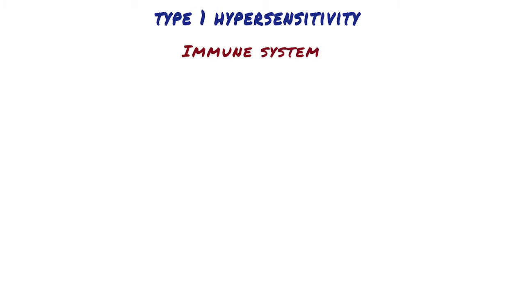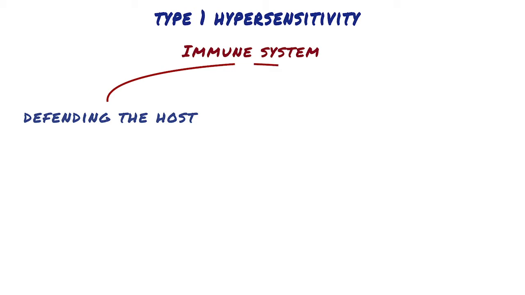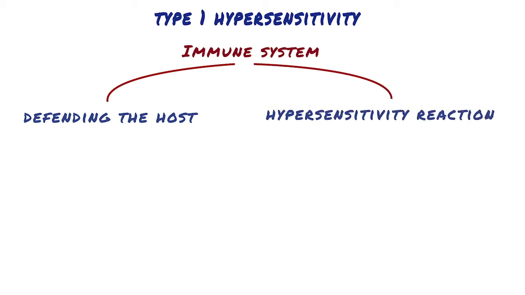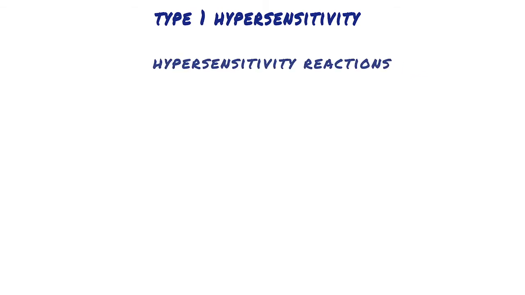The immune system is required for defending the host against infections. However, immune responses are themselves capable of causing tissue injury and disease. Injurious or pathologic immune reactions are called hypersensitivity reactions. Hypersensitivity reactions may occur in two situations.